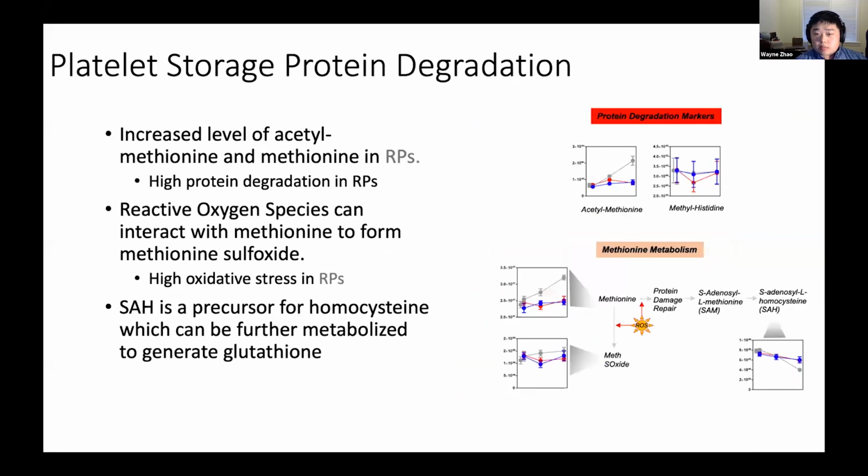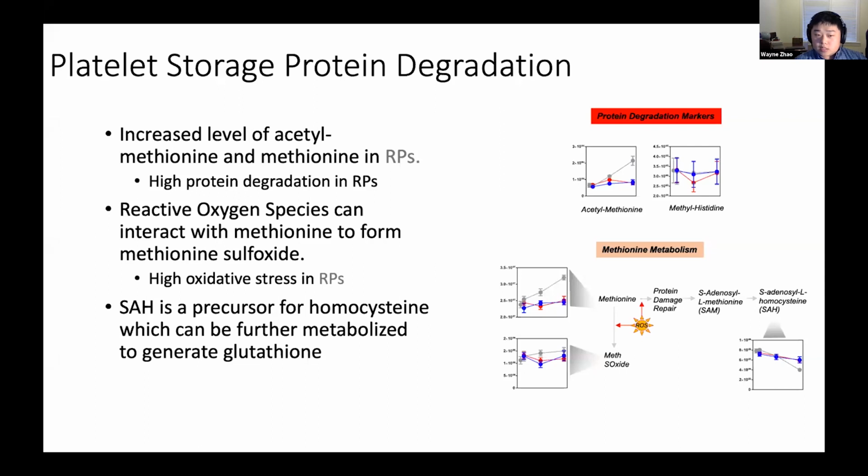So when we're doing the metabolomic analysis, we also looked at some of the protein degradation markers. If you look on the right, under the red protein degradation markers, we noticed that in room temperature stored platelets specifically, there is an elevated level of acetylmethionine, which is a marker for protein degradation. And also, when we look at the methionine metabolism in general, we notice that there's an elevated amount of methionine in the room temperature stored platelets.